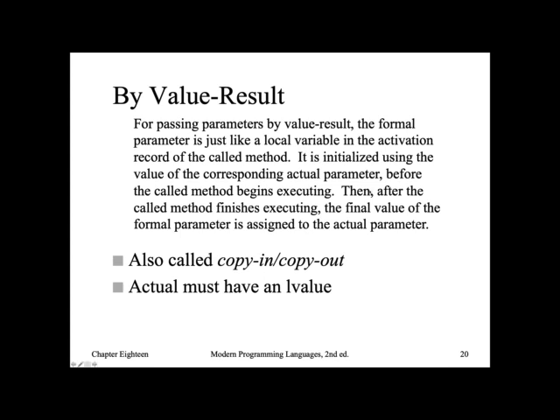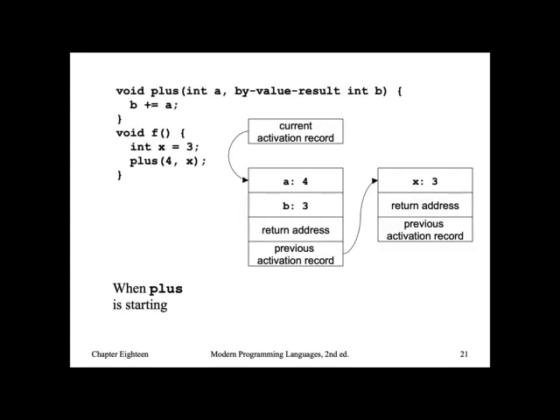And once again, because it's got the pass by result part of it, the actual parameter has to be an L value, okay? An L value is something that can live on the left side of an assignment. So it's got to be something that can receive an assignment. It can't just be a constant or a literal value for that matter.